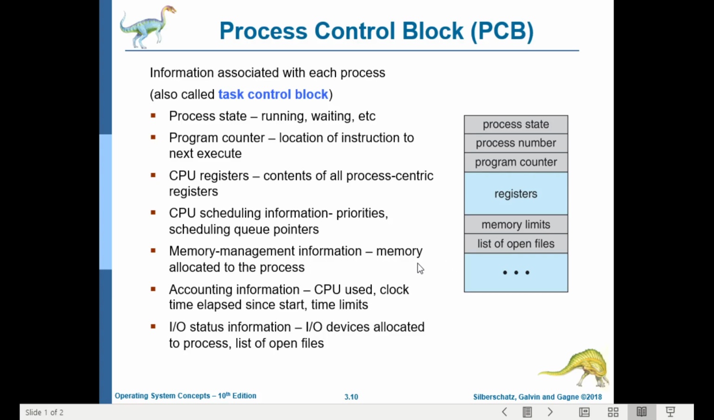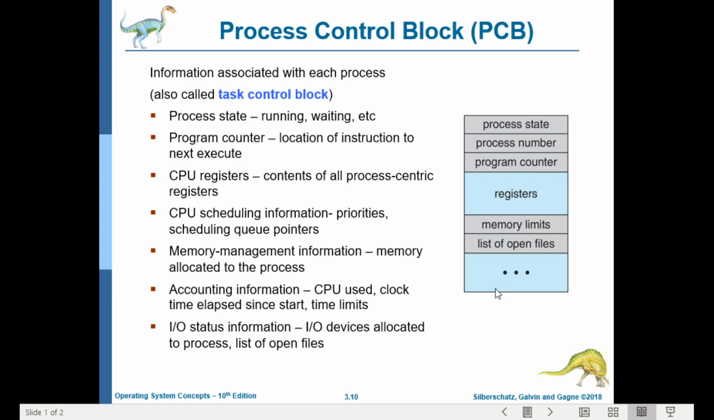Next we have input-output status information. For example, we will store the input-output devices allocated to the process, and the list of open files. And also accounting information, such as the amount of CPU and real time used, time limits, and clock time elapsed since start. So briefly, the PCB simply serves as the repository for all the data needed to start or restart a process when an interrupt happens.